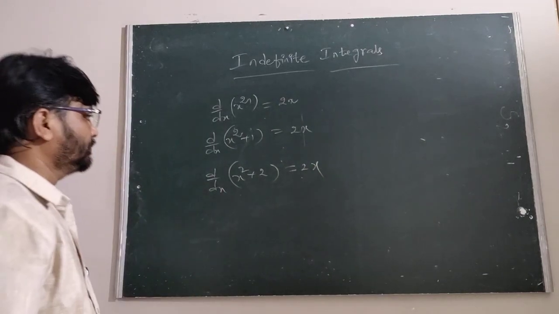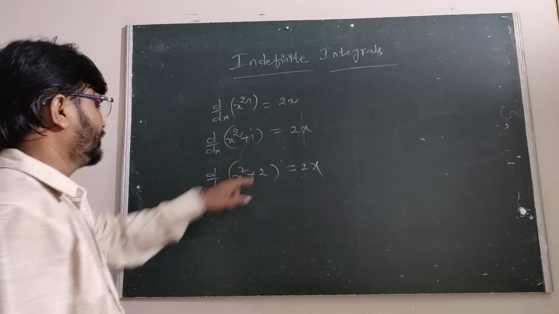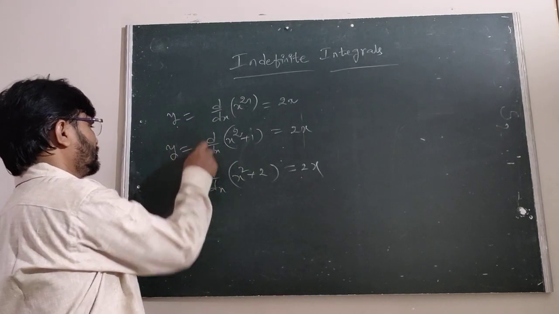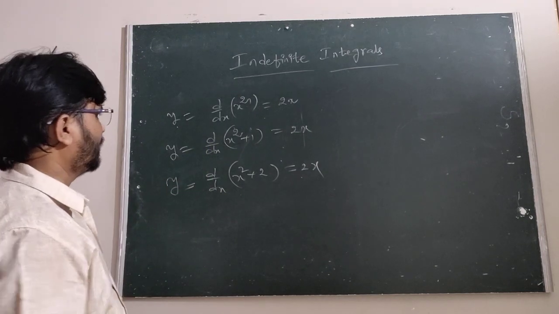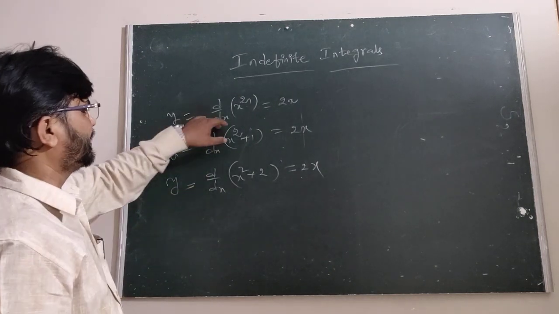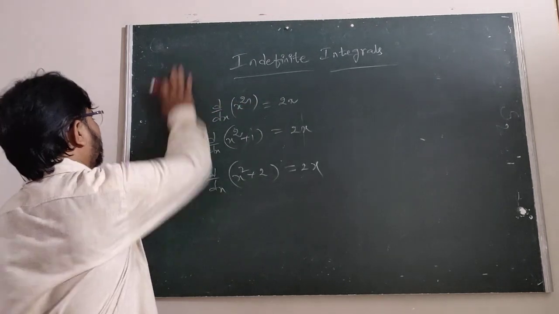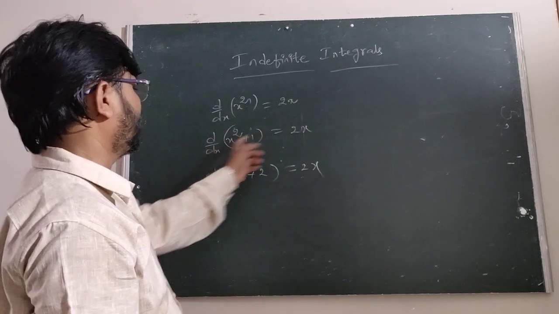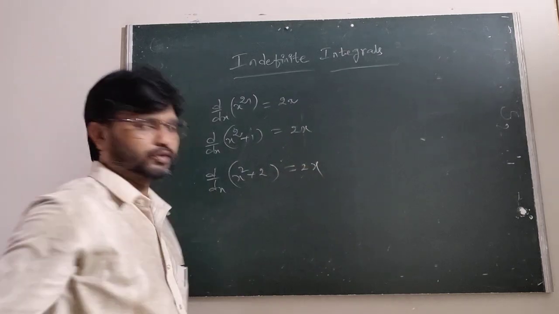The d by dx of x square plus 2 is also 2x. All clear? Here, first you got the constant, in this case 0, then 1, then 2. The function is denoted by y. This is the y, this is the y also. Therefore, y equals the d by dx of x square, the derivative of x square plus 1, and now we can write the derivative of x square plus 2 is 2x.